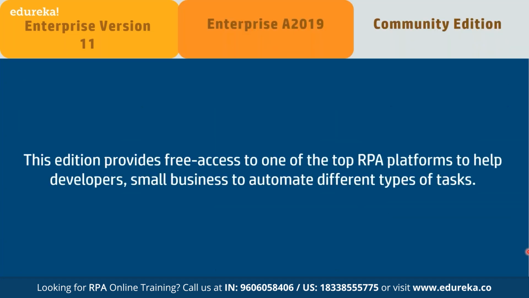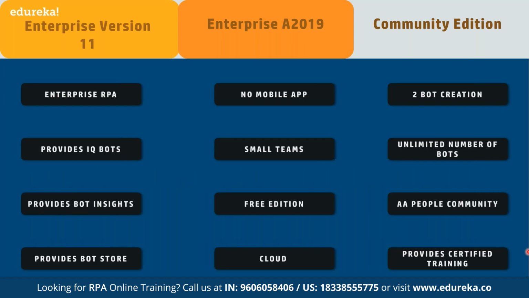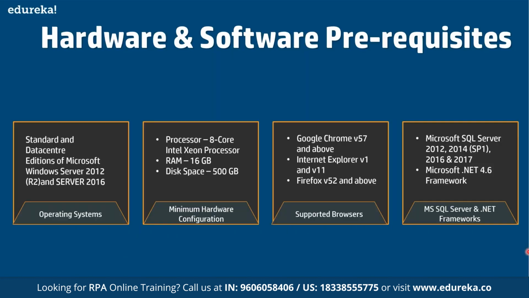Community edition is the same as Enterprise edition. It's just that in the community edition, there are some features which are restricted, so you'll not be able to access the full force of the Automation Anywhere platform. So this is what the community edition is about.